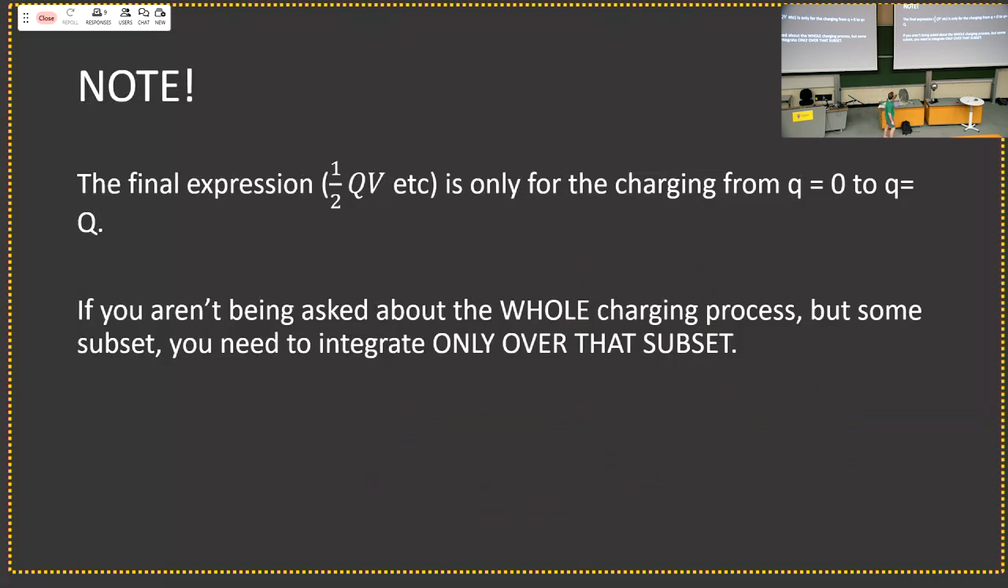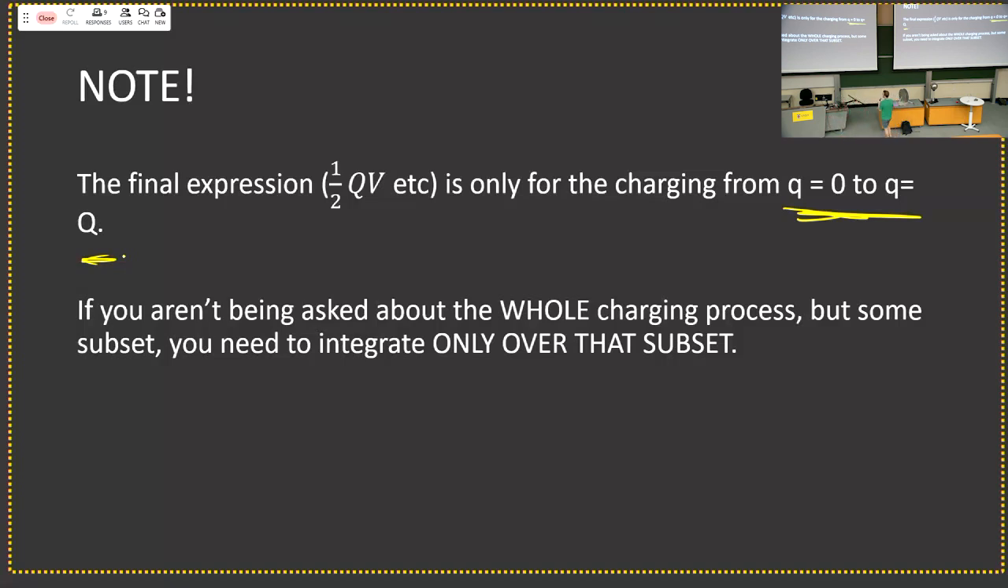The final expression is charging from 0 to full. And that final expression, that's the one that you see a lot. That's the one that you use a lot. But we take it for granted, right? Half QV or half Q squared on C, or half the other one, I forget. That is only the total energy. It's the total energy added over the entire charging process.